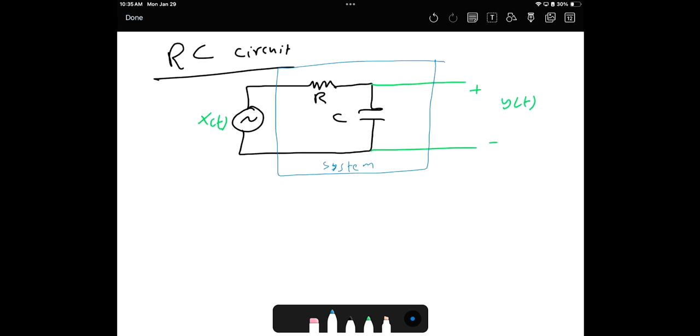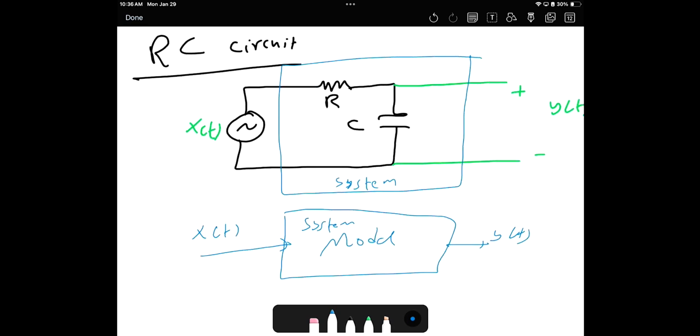So my target is to find the equivalent relationship such that this is x of t, this is y of t. Here is the model that I have, the system model. I need to model the system so I can reach this. How can I do the modeling for this? Input is voltage, output is the voltage of the capacitor. Okay, how can I do the model? Using circuit analysis techniques.